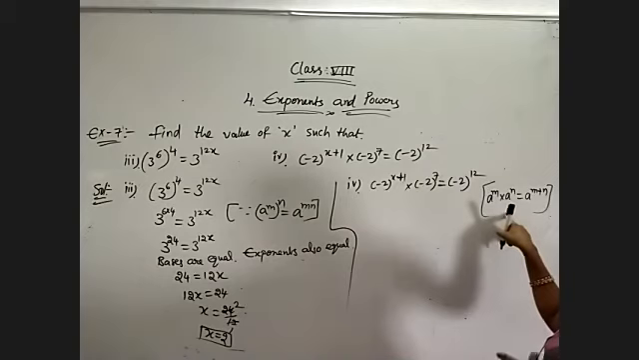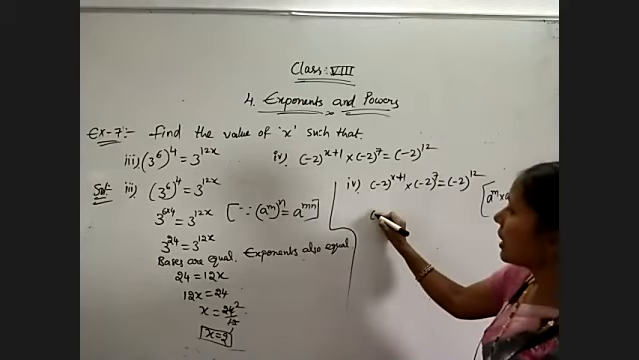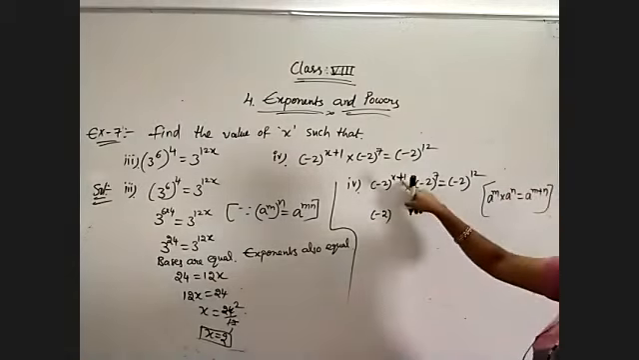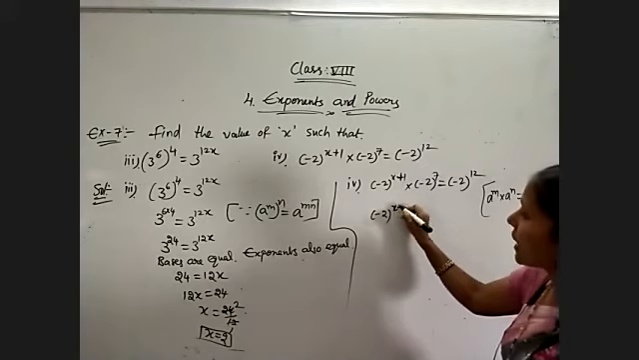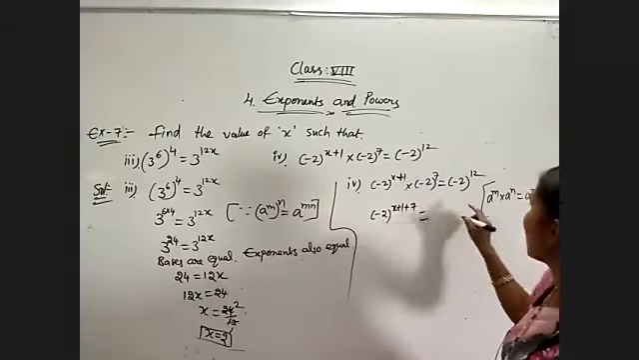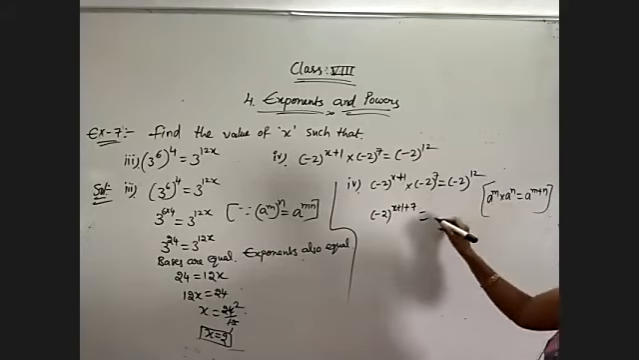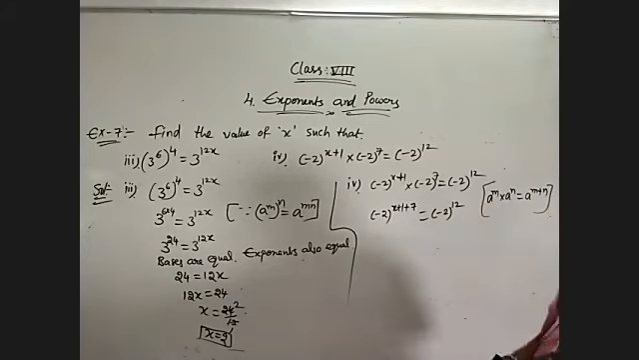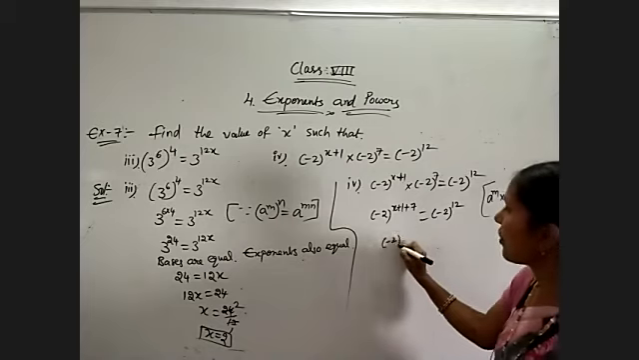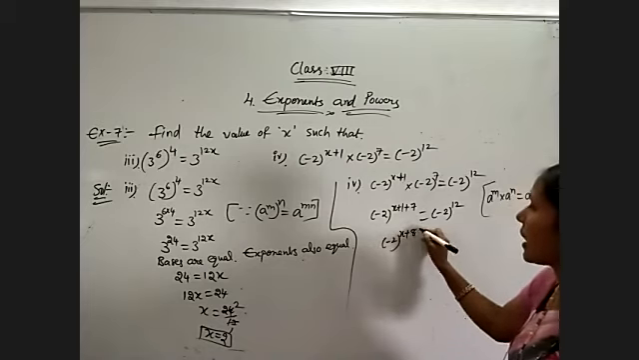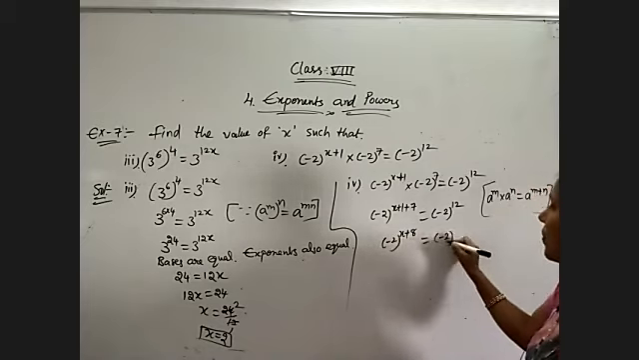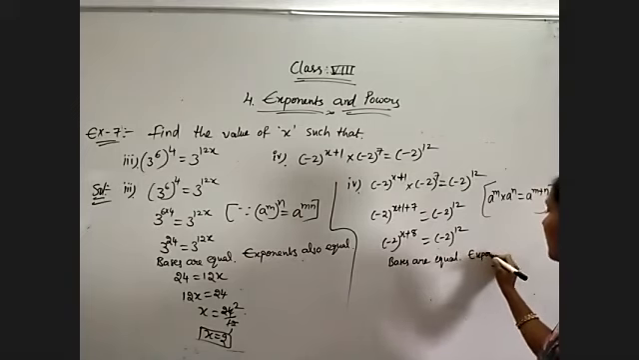I am using this formula. On the left side, I am using a power m into a to the power of n, that is a power m plus n. The m value is x plus 1, the n value is 7. Okay, I hope you understood. Which is equal to minus 2 to the power of 12. Now, minus 2 to the power of x plus 1 plus 7 is 8, is equal to minus 2 to the power of 12. Both sides bases are equal, so exponents also equal.